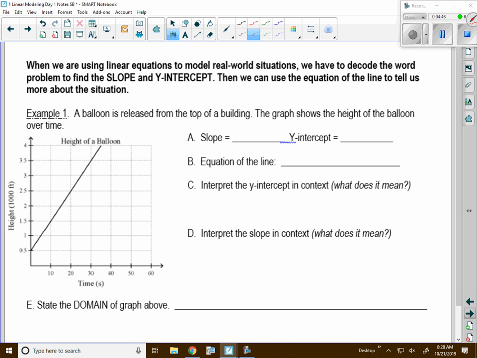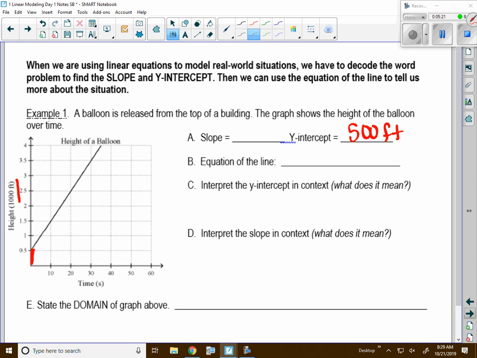So if we go over to our graph, if you look at this initial height right here, it's 0.5. That kind of is a little weird for a distance. So let's look at context. Right here it says 1,000 feet. So if we take a half of 1,000 feet, what would that be? 500. So the initial height of the balloon off the ground is 500 feet. Are we tracking? So that's our y-intercept.